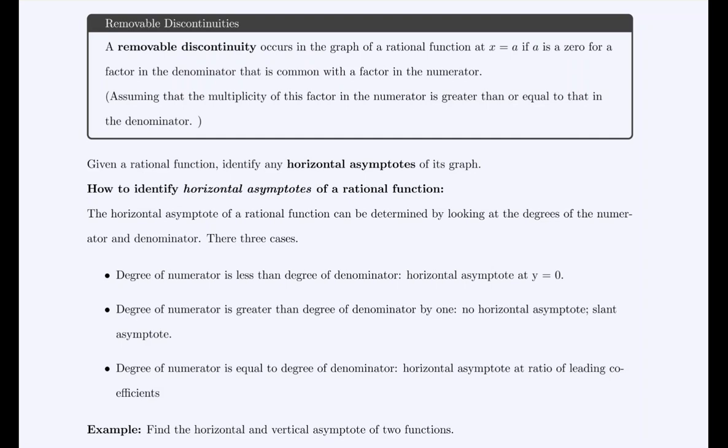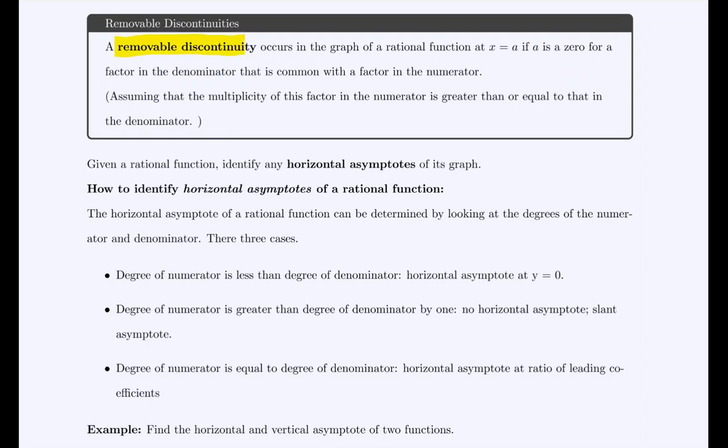Next, we're going to identify removable discontinuities in a rational function. These are also known as holes. So just the structure of this lesson so far is rational functions have a lot of interesting behavior in their graphs, and we are learning how to look at each piece of that and how to find it based on the equation. So next up is holes or removable discontinuities.